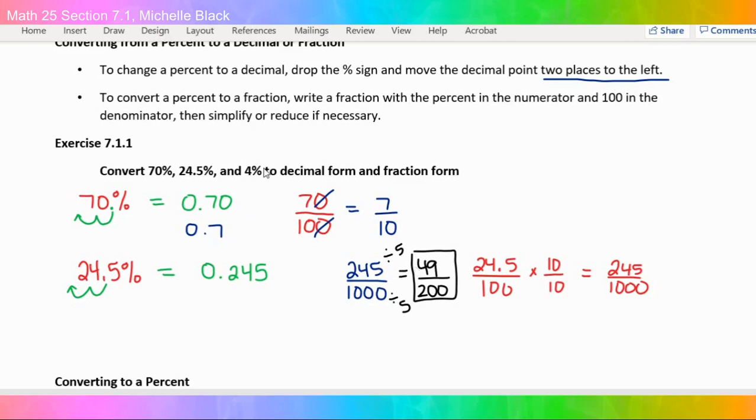Please take a second and try the 4% on your own. Pause the video, change it to a decimal and a fraction, and then come back and check your work.